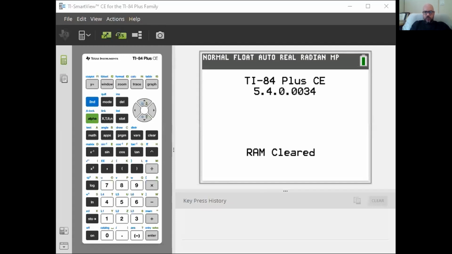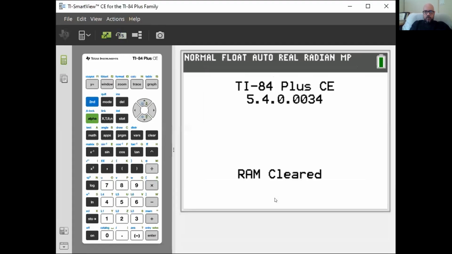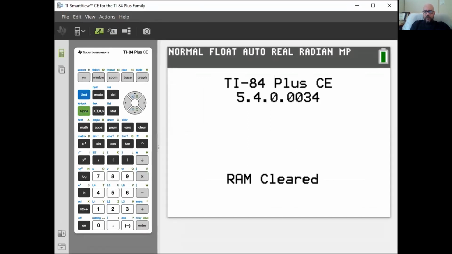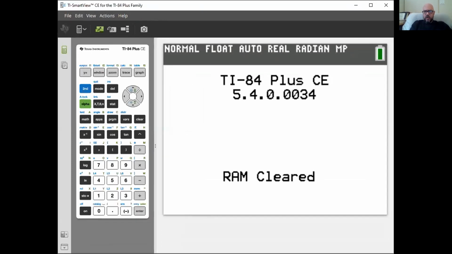So here's what we've got. This is the default. I'm going to turn off this key press history, just so we have a little more room on the screen. So this is the TI-84 calculator that we've got. It is called the TI Emulator, I think.